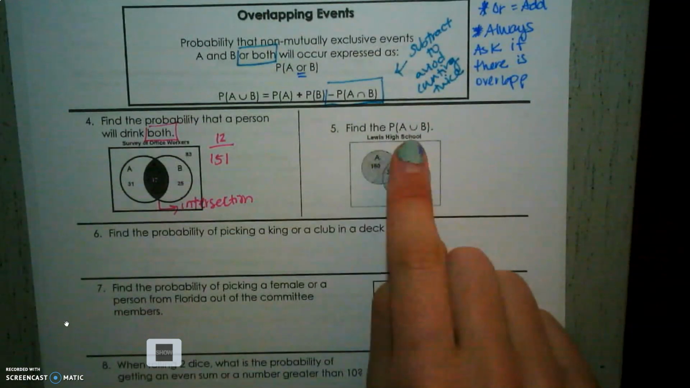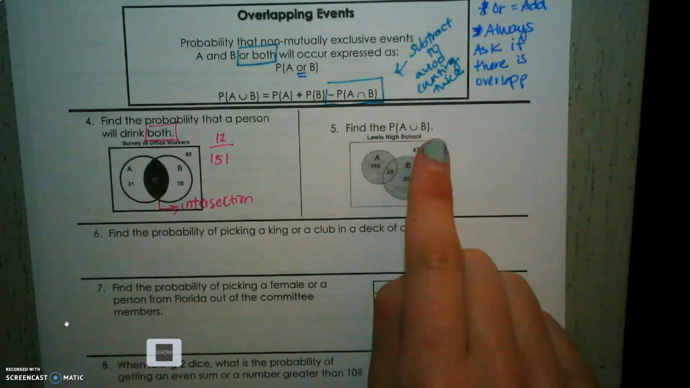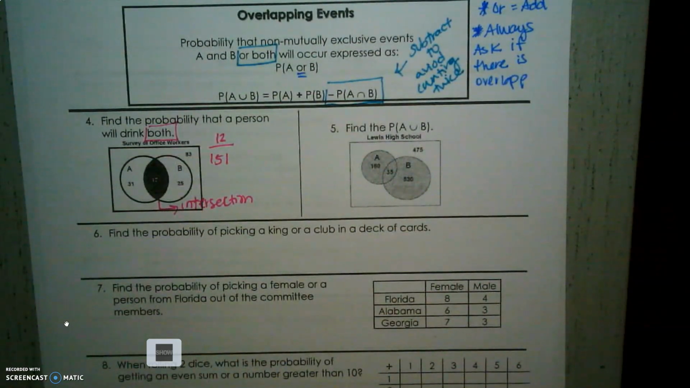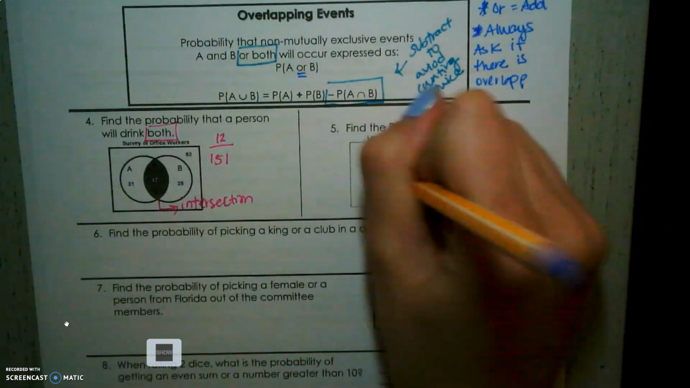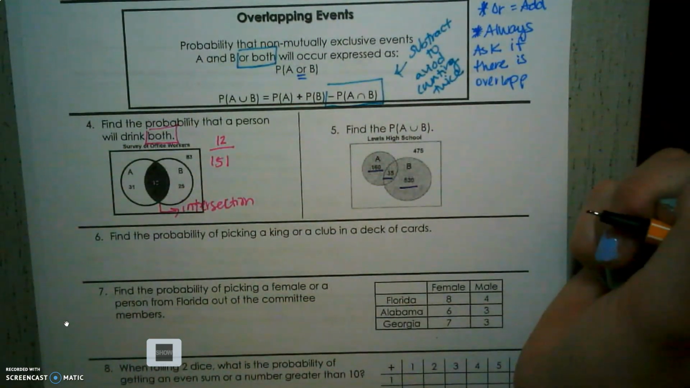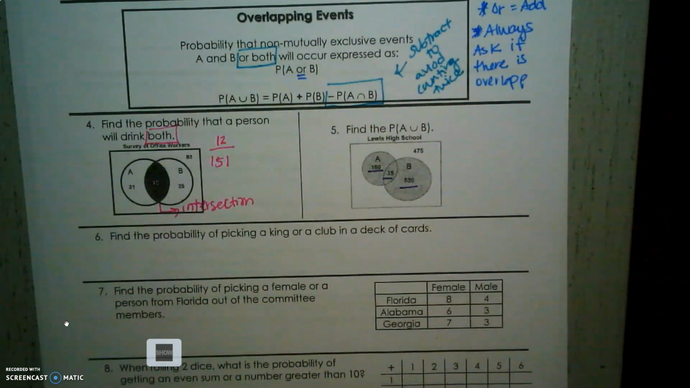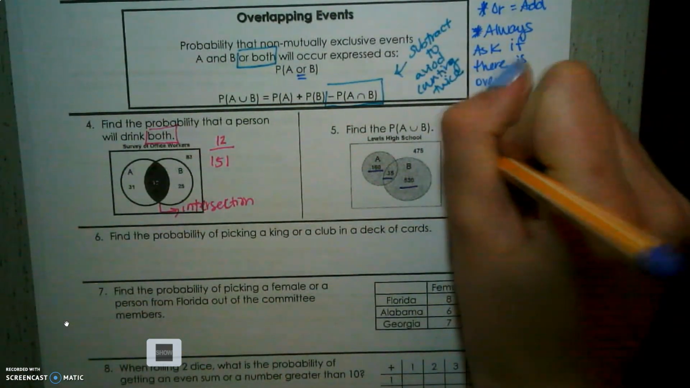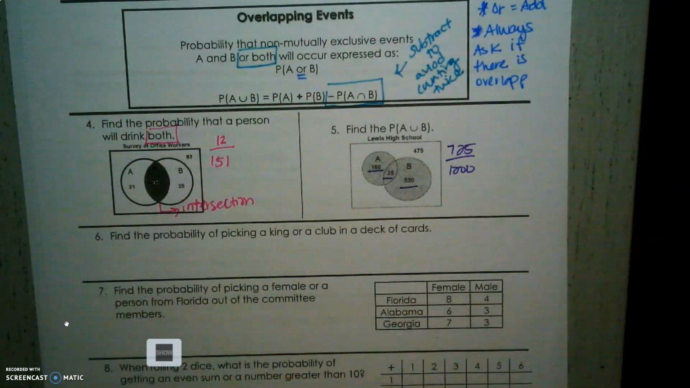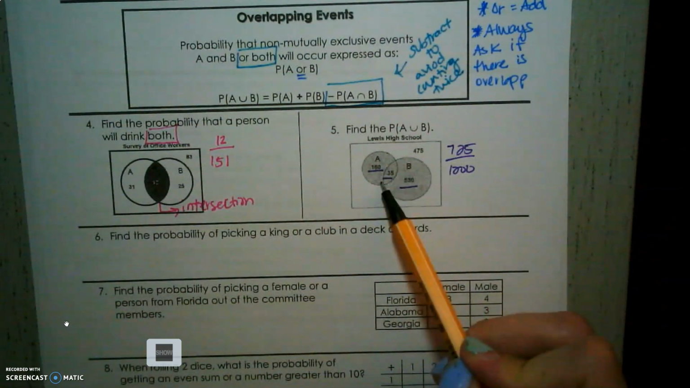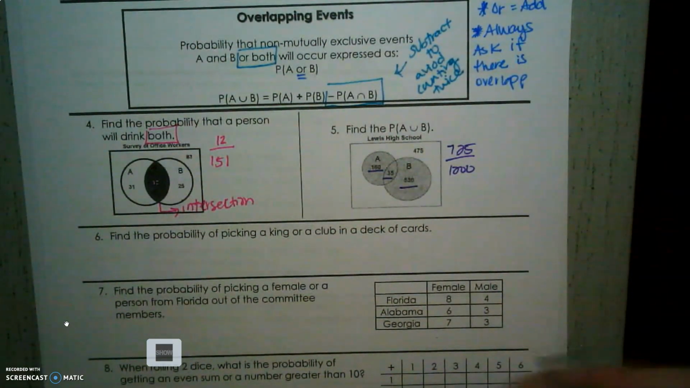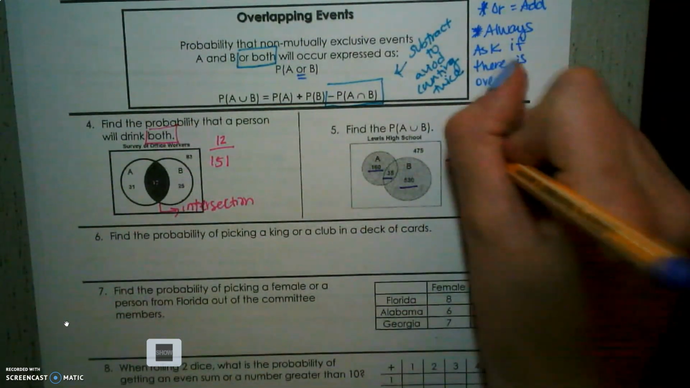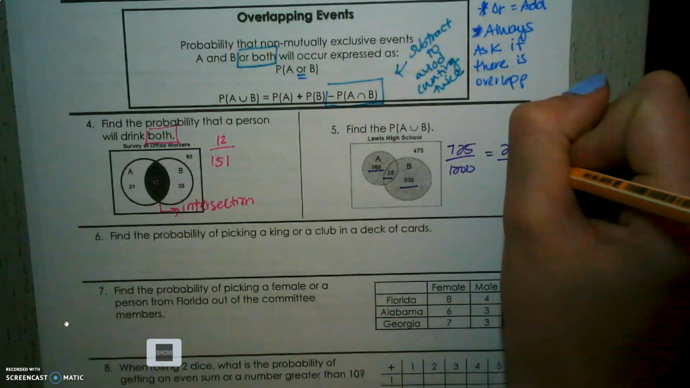Finding the probability of A or B. So that's the union. So we talked about this in the last lesson. You're only going to add these numbers once. So when we add these numbers up once, we're going to get 725 out of 1,200. You only add them up once. You can't add them twice because then you're counting this 35 twice. Count each piece once. And that happens to simplify to 29 over 48.